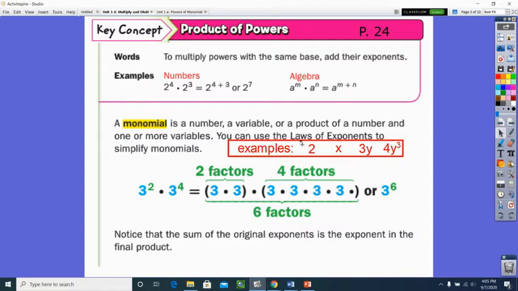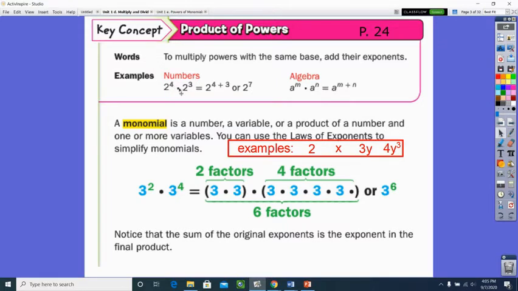So we're going to use the law of exponents to simplify monomials. We're going to use what we know about exponents. So first of all, we're going to start with a product of powers, multiplying powers. So we're going to take something like 2 to the 4th, which is a power, and multiply it by another power, 2 to the 3rd. Now, in order to do what we are going to do right now, they have to have the same base number, the same number in the basement.